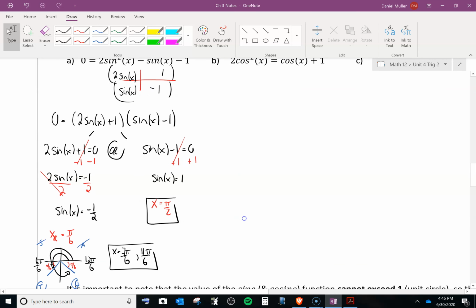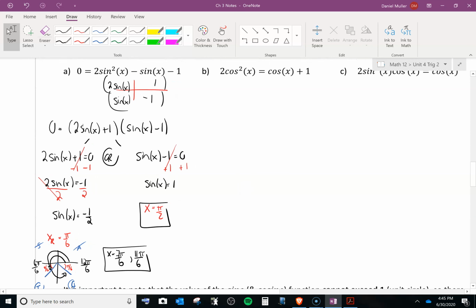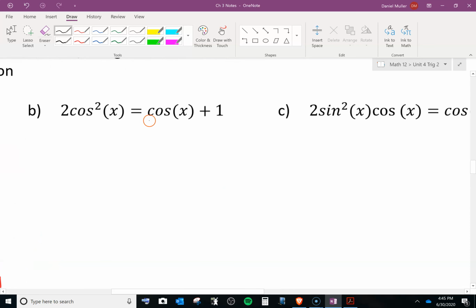So there's definitely a lot of work that went in there. And we can do basically the exact same thing again for this one, for B. The only problem is that we have to bring these things over. So let's bring them over right now. We'll subtract them over.